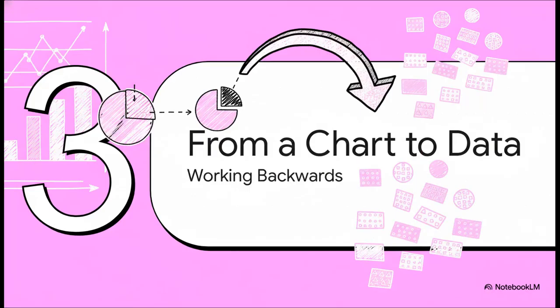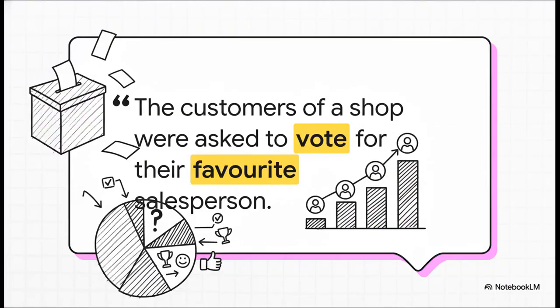Okay, so we can build a chart from data. Awesome. But can we do it the other way around? Let's switch gears and see how we can pull the original numbers out of a pie chart that's already made. Okay, check out this scenario. We've got a pie chart here showing votes for 4 different salespeople. But notice anything missing? Yeah, we don't have all the numbers.